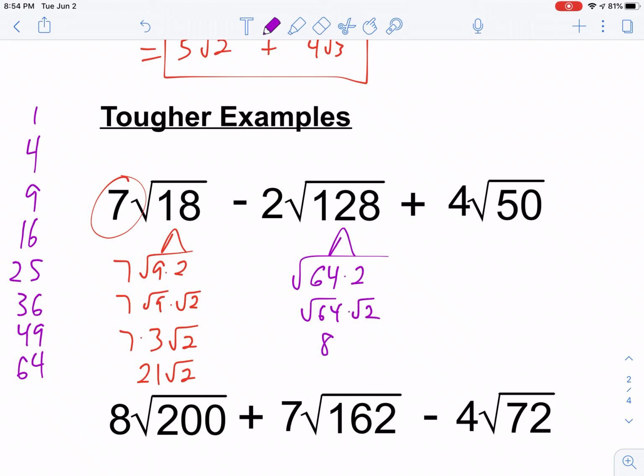Square root of 64 is 8. Square root of 2. And we also have this 2 in front. So 2 times 8. This 2 right here. So 16 root 2. We have a minus sign there. Alright?